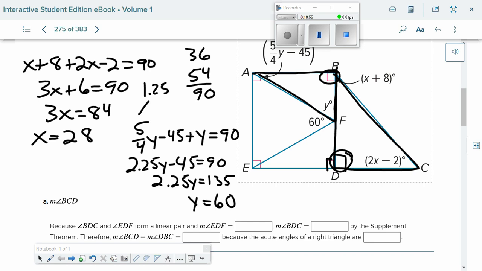And if I plug that back in, I'm going to get that this angle y is 60, and the angle up top, if I plug it in and do my math, I'm going to get 30 for this angle with the fraction at angle A. And 30 plus 60 equals 90. All right. Good there.